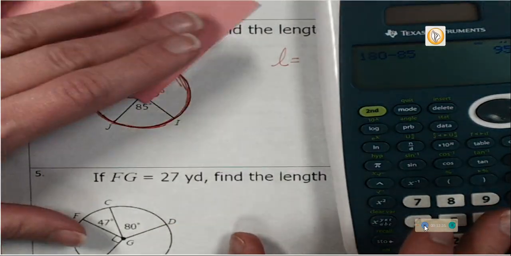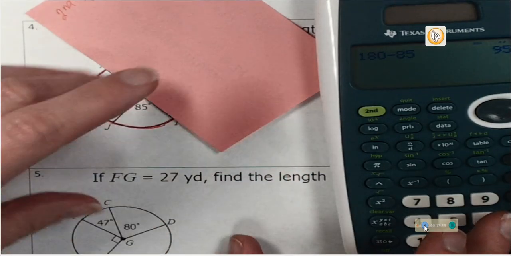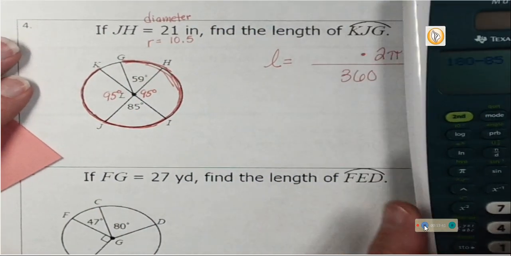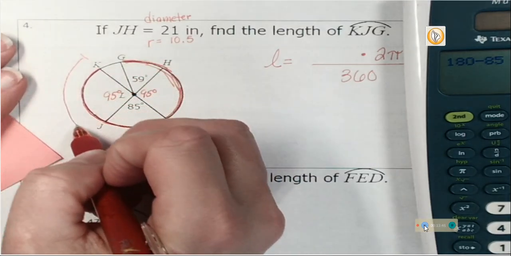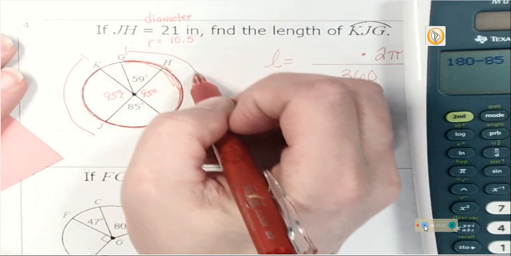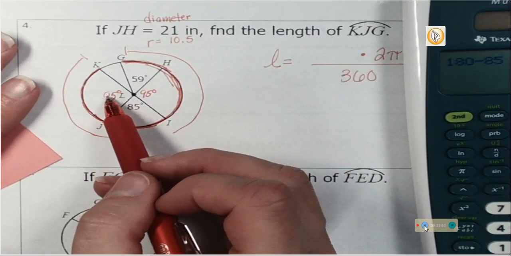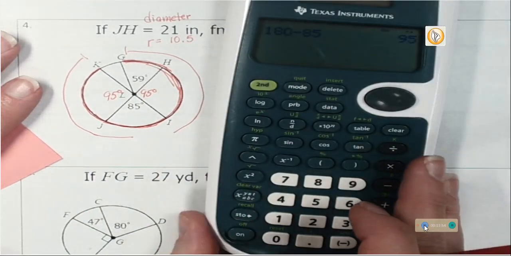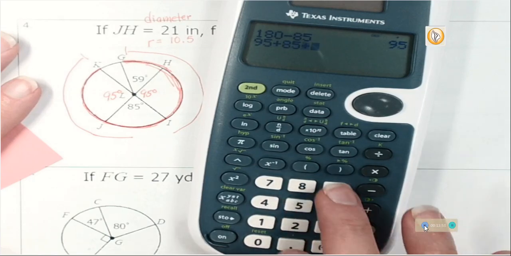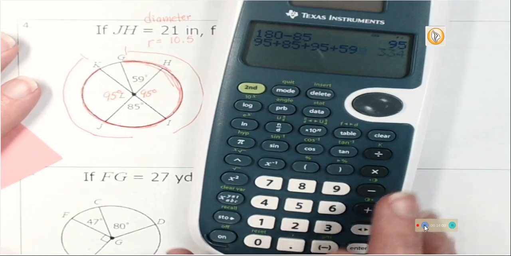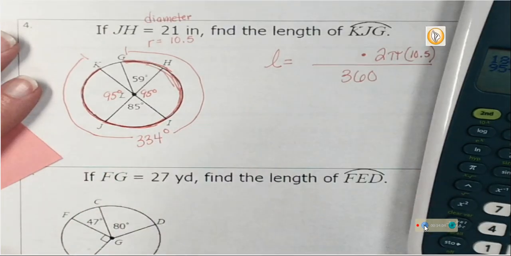The other way, if you didn't notice it, you could say, well, that's 180, and 180 minus 85 is 95. Now, you need to know from K all the way around to G. So one way to find that would be to add all these up. If I've got 95 plus 85 plus 95 plus 59, that's a total of 334. 334 degrees.